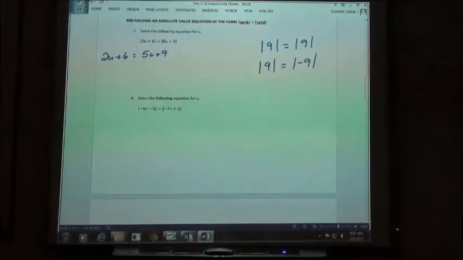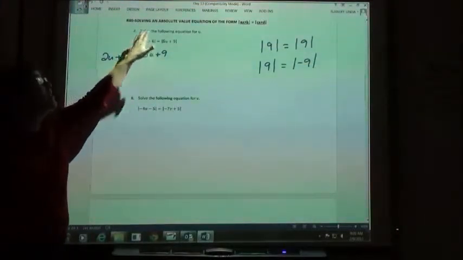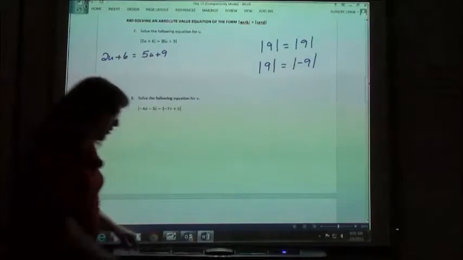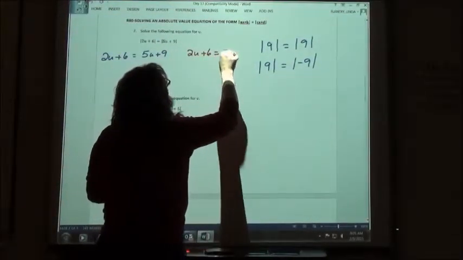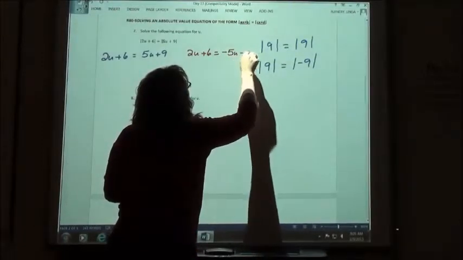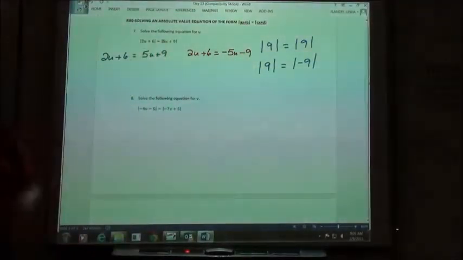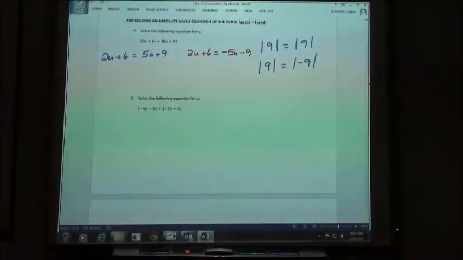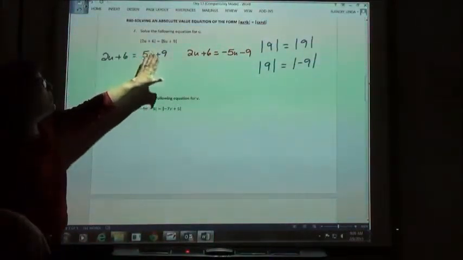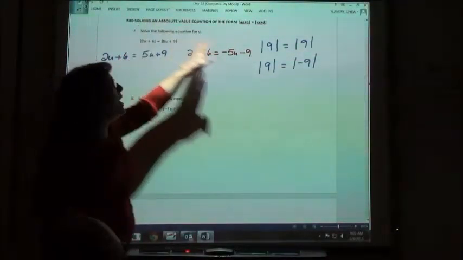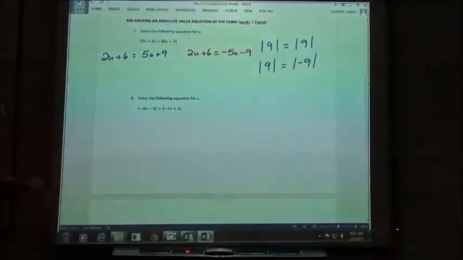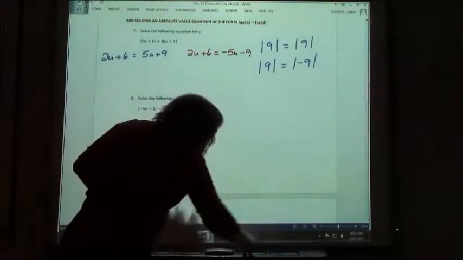For the second case, they're going to leave one of them alone and do the opposite of the other one. So they're going to say 2u plus 6 could equal negative 5u minus 9. Notice I changed both of those signs. On Alex, they'll put a minus in front of parentheses and then distribute it out. Ends up doing the same thing. So, first case, they're both exactly the same as they originally were. The second case, I'm going to leave one of them alone and do the opposite of the other one. And then I'm going to solve them like I normally solve everything else.